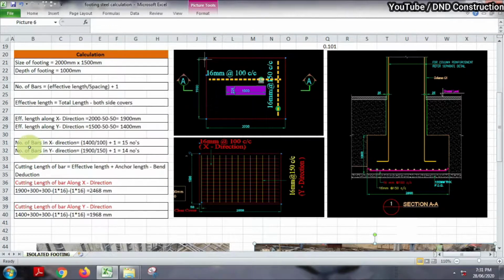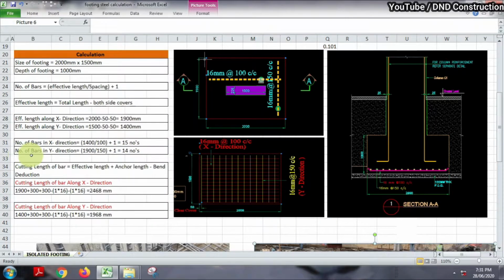So for the number of bars in the x direction, we will take 1400, the Y direction effective length, divided by the spacing of the X direction, 100 mm, plus 1. So we will calculate, and then we will get 15 numbers.